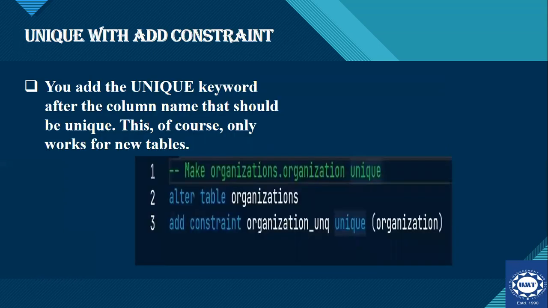Unique with add constraint. You add the unique keyword after the column name that should be unique. This of course only works for new tables. For example, in this query, you are using the keyword which is unique.